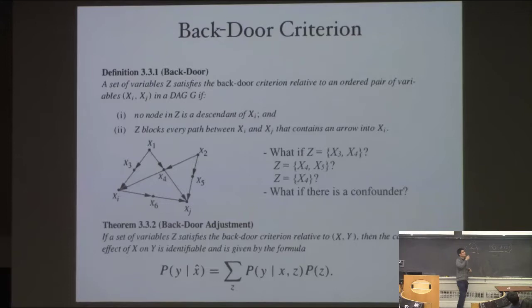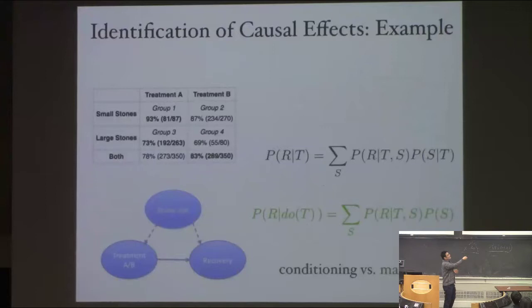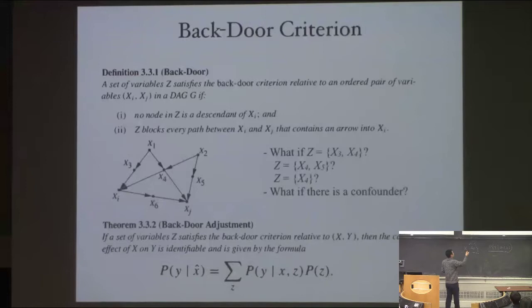If you just make use of the product and sum rule, this is the probability of Z given X. Now, by X hat, I mean do X. This is another way to put it: probability of Y given do X. Then you can see, oh, I just replace the conditional distribution of Z given X by the probability of Z. Remember, we did that. Okay, so if Z satisfies the backdoor criterion, then we can just estimate the causal effect this way. It's unique, it's identifiable.